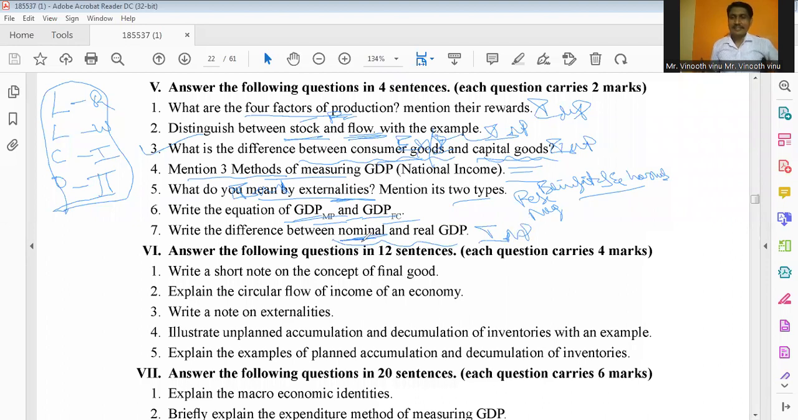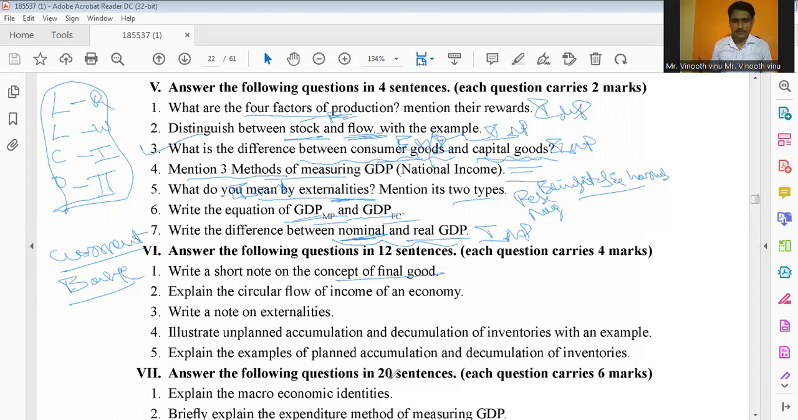Nominal GDP is measured at current prevailing prices. Real GDP is measured at base year prices. That's it. Okay. Next, concept of final good.